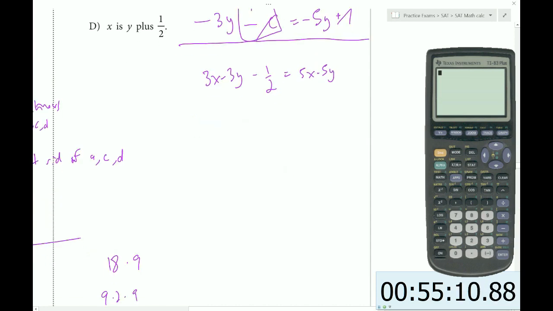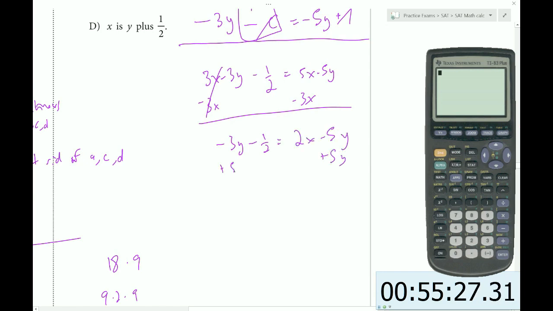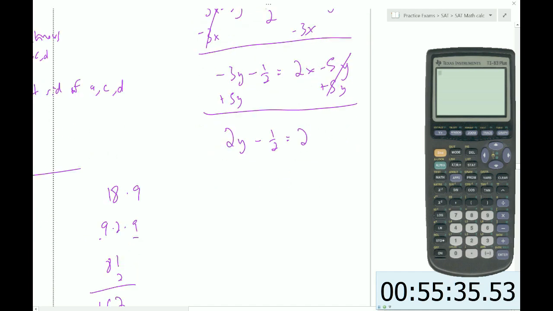Okay, now I just have to rearrange and solve for x. So I could, for example, subtract 3x, and that will give me negative 3y minus 1/2 equals 2x minus 5y. Then I can add 5y, and I get 2y minus 1/2 equals 2x. And the last step is I just divide by 2.